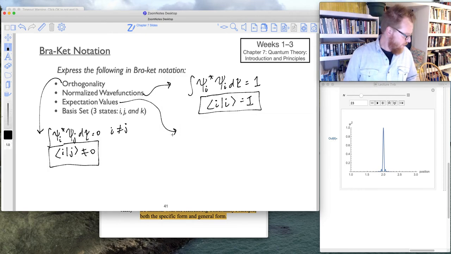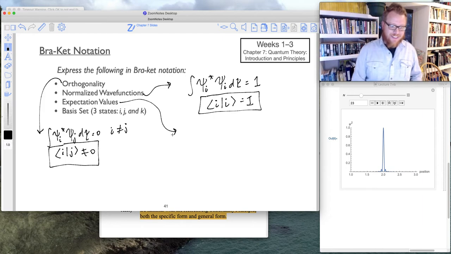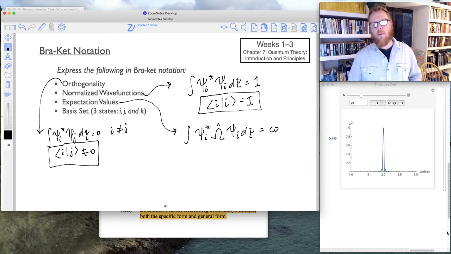Now this one is going to change a little bit. Okay. And so for expectation value, I'll remind you what the mathematical operation is. It is the integral of psi I, complex conjugate, omega, right? We make the operator sandwich, psi I d tau equals lowercase omega.